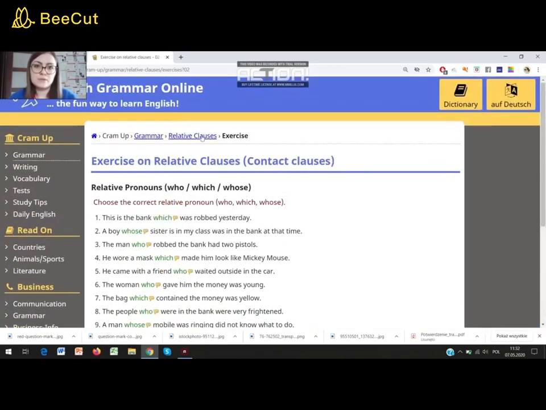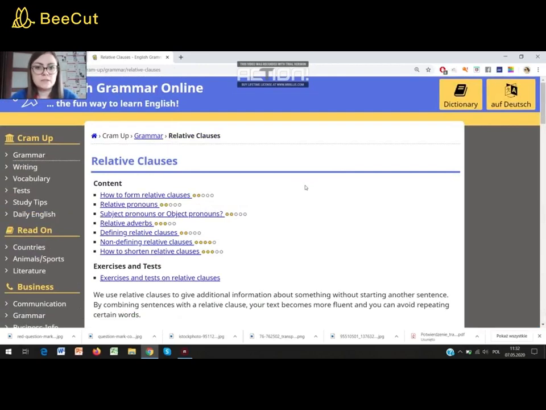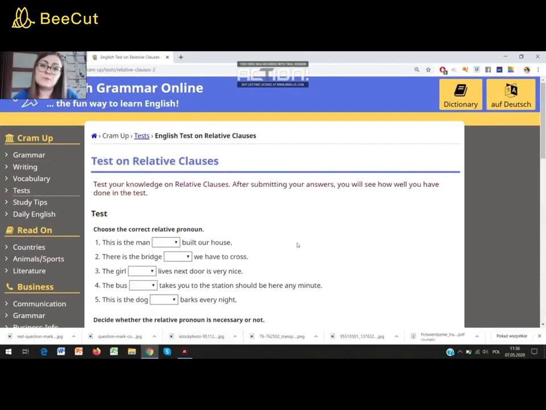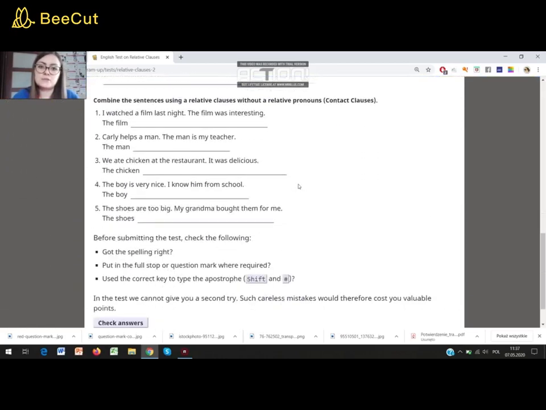So maybe let's do one more exercise about relative clauses. Okay, and let's do one more exercise just to choose the correct relative pronoun here. So this is the man who built our house. There is the bridge, which we have to cross. The girl who lives next door is very nice. The bus, which takes you to the station, should be here any minute. And this is the dog, which barks every night.